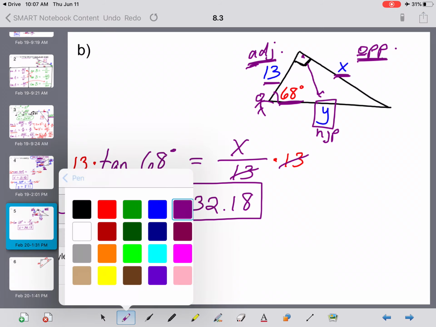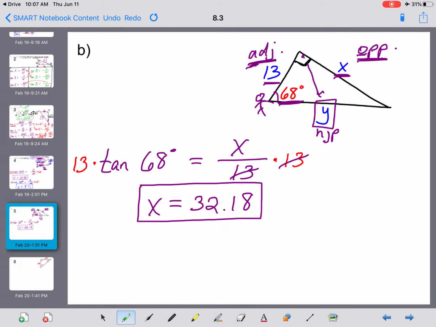Okay, let's shift gears now and let's try to find y. Again, no need for you to move. You're still standing here at 68, but the y is your hypotenuse, and we still want to use the 13 here, which is still the adjacent leg. So which trig ratio uses hypotenuse and adjacent? That would be cosine.